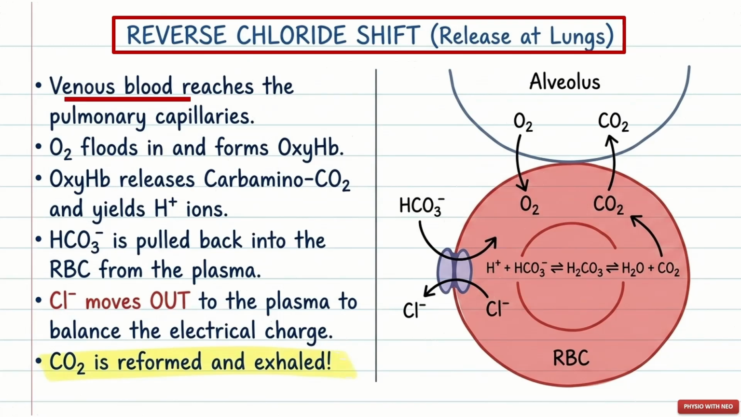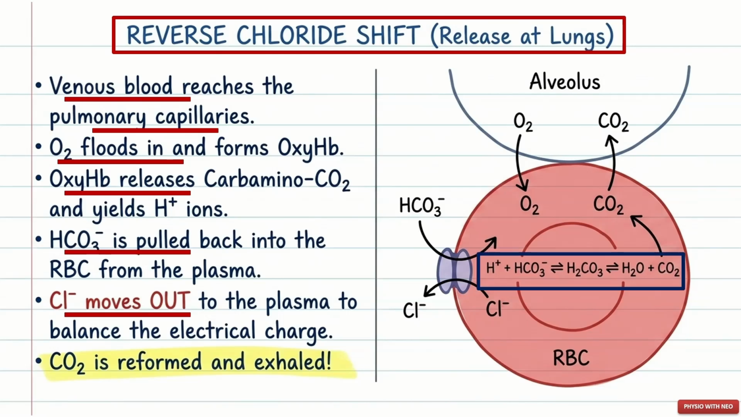In the lungs, everything happens in reverse. When venous blood reaches the pulmonary capillaries, oxygen floods in and forms oxyhemoglobin. This oxyhemoglobin releases carbamino carbon dioxide and yields H+ ions. Here, the bicarbonate is pulled back into the RBCs from plasma and the chloride moves out to the plasma to balance the electrical charge. The carbonic anhydrase converts bicarbonate back into carbon dioxide and finally the carbon dioxide diffuses into the alveoli and is exhaled. So, the rule becomes bicarbonate in and chloride out. If you remember these two opposite movements, you will never confuse chloride shift and reverse chloride shift.